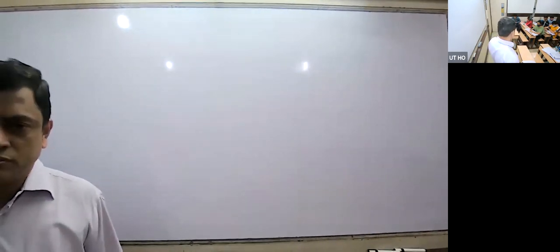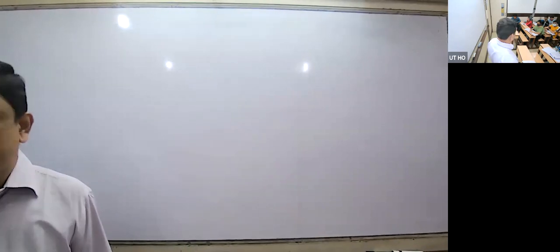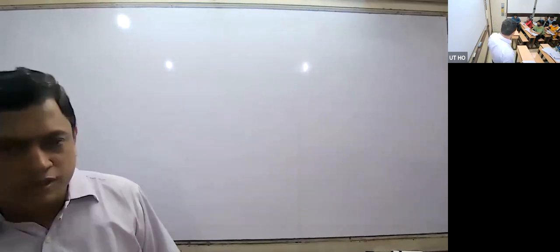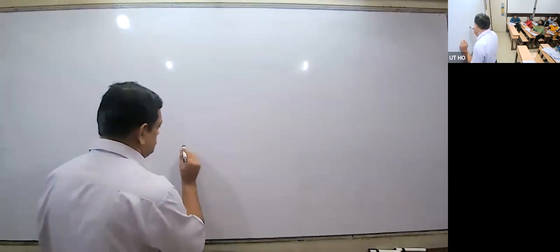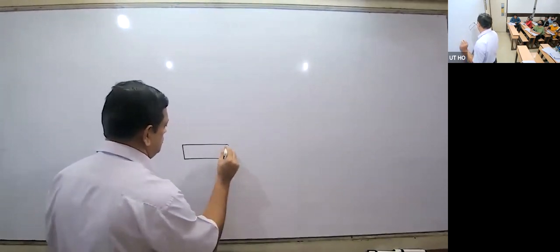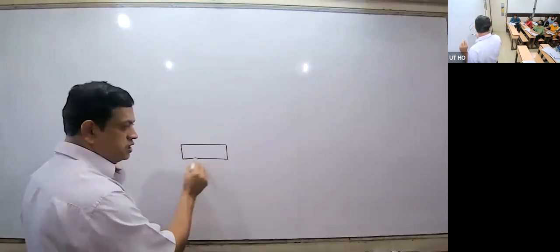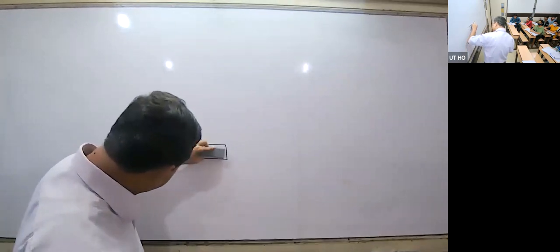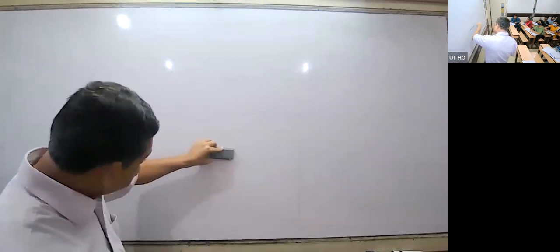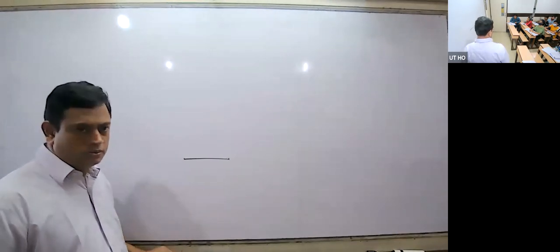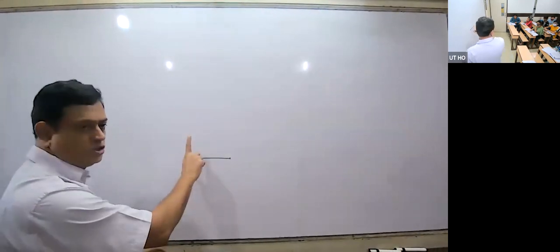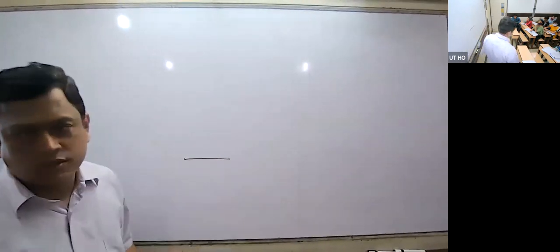Next one. A line is a breadthless length. There is no breadth. Take a rectangle, which has length and breadth. If I remove the breadth, it becomes a rectangle with zero breadth. Therefore, it's a line. So breadth is not there, only length. The line is a breadthless length.